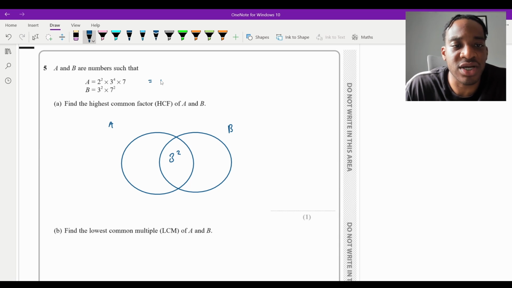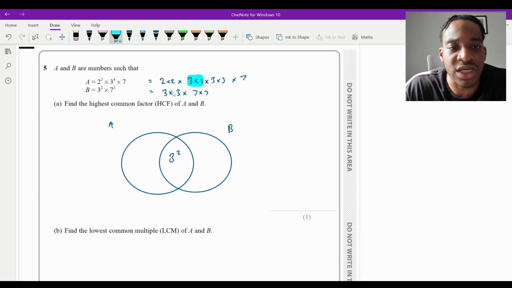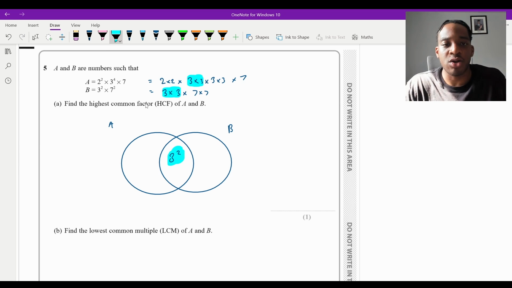What I'll do actually, just so it's clear. So 2 times 2, I'm going to write these all out just so it's super clear. 3 times 3 times 3 times 3 times by 7. And then this is equal to 3 times by 3 times by 7 times by 7. So we can see quite clearly now that we've got 2 3s here and then 2 3s here, which is 3 squared, which is why it goes there. So that's a lot better now.